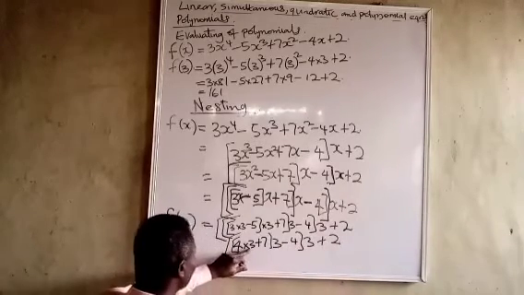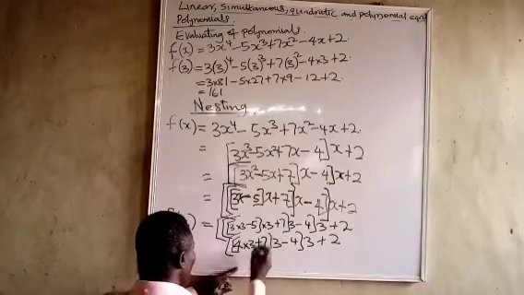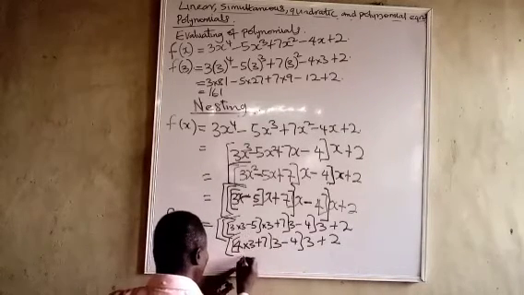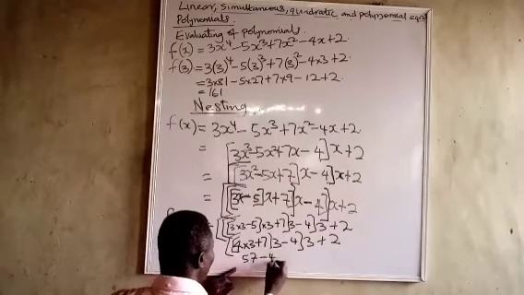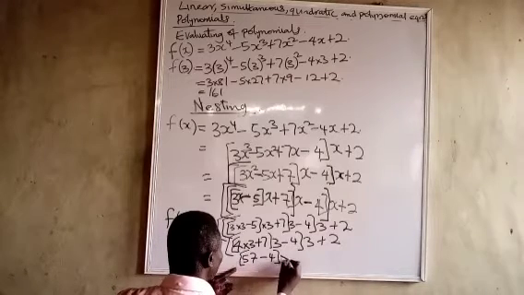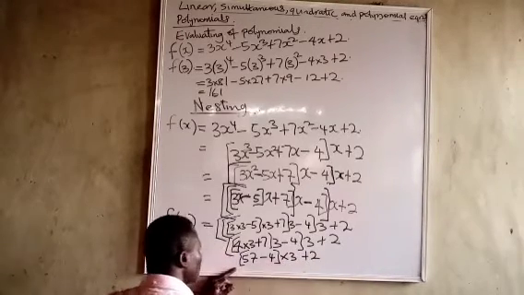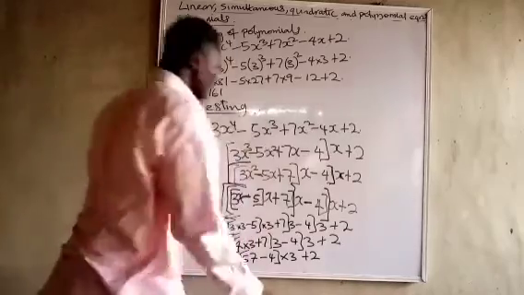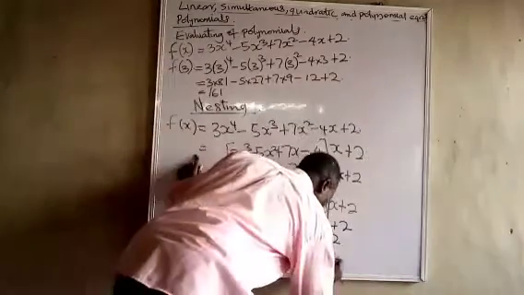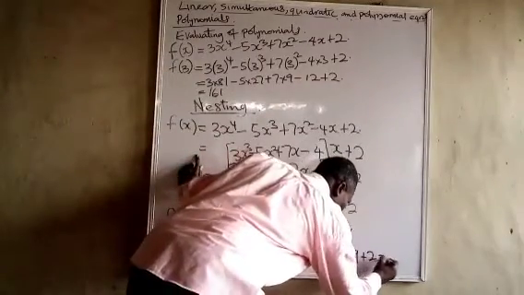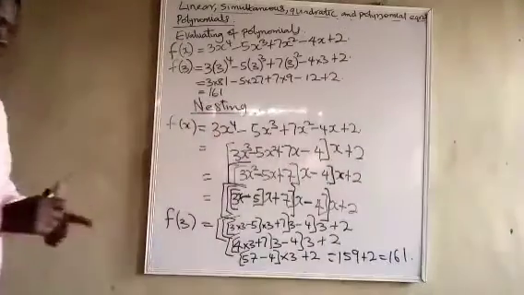So 4 times 3, that's 12, plus 7, 19. 19 times 3, that's 57. 57 minus 4, that is 53, times 3 plus 2. 53 times 3, that is 159. 159 plus 2, 161.